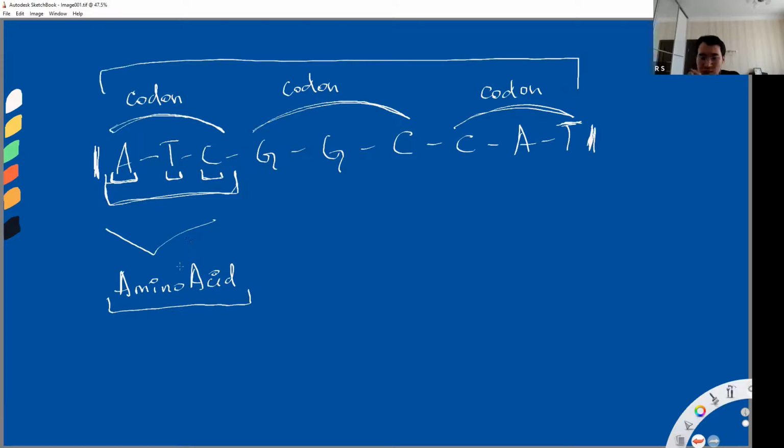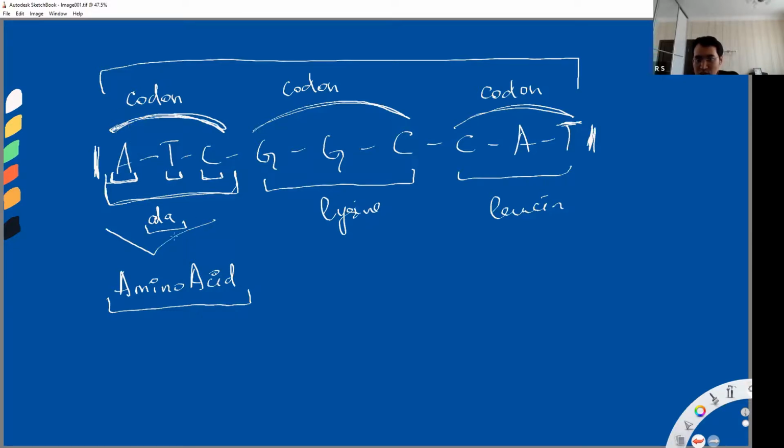So I'm not really sure the real meanings of these codons, but let's say this is alanine, this is lysine, and this is leucine. And whenever we have the initial nucleotide sequence, we can predict which proteins we can get from this sequence, because we know that these particular codons encode these particular amino acids.